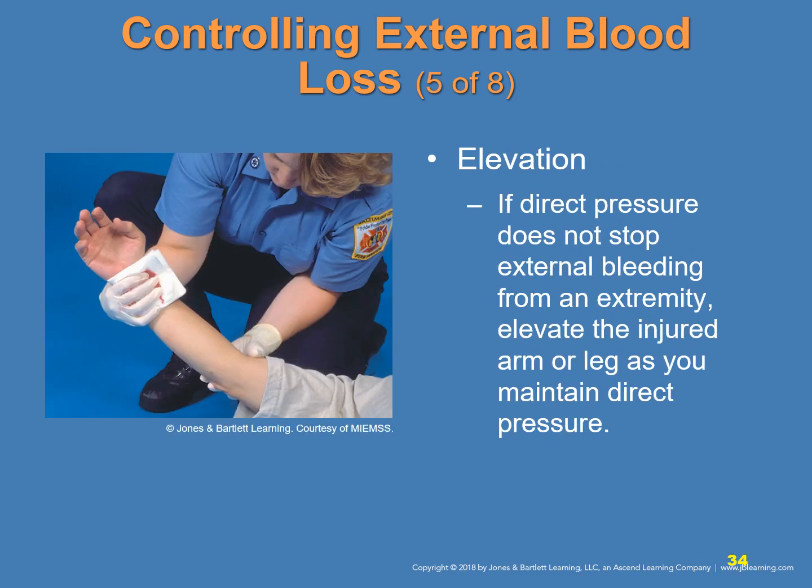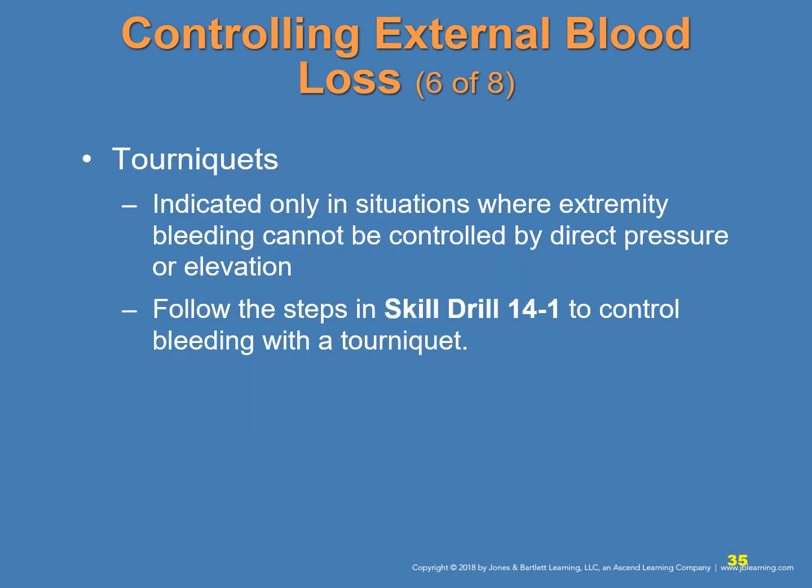Elevation. If direct pressure does not stop external bleeding from an extremity, elevate the injured arm or leg as you maintain direct pressure. Tourniquets. The use of tourniquets is indicated only in situations where extremity bleeding cannot be controlled by direct pressure or elevation.